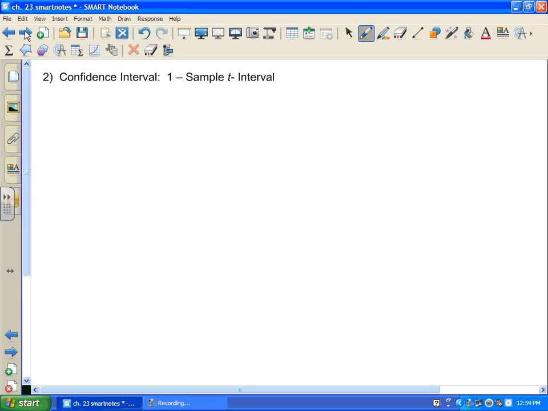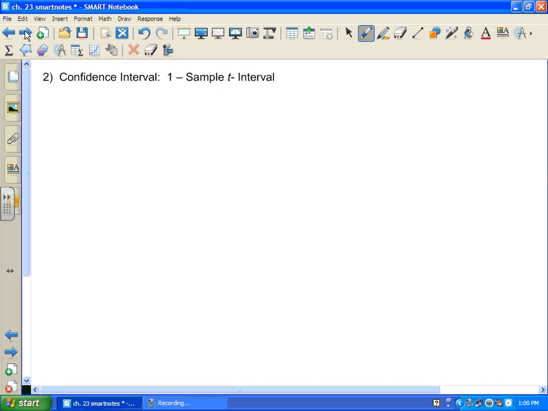Okay, let's talk a little bit about confidence intervals. So, confidence intervals. We used to do a 1 proportion Z interval. Now we're doing a 1 sample T interval. On your calculator, if you want to check real quick, I think we decided first hour that it just says T interval. I didn't look it up.